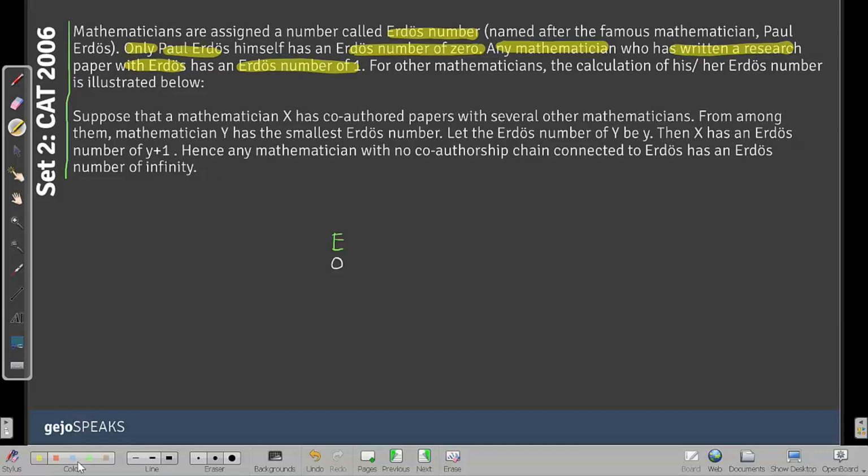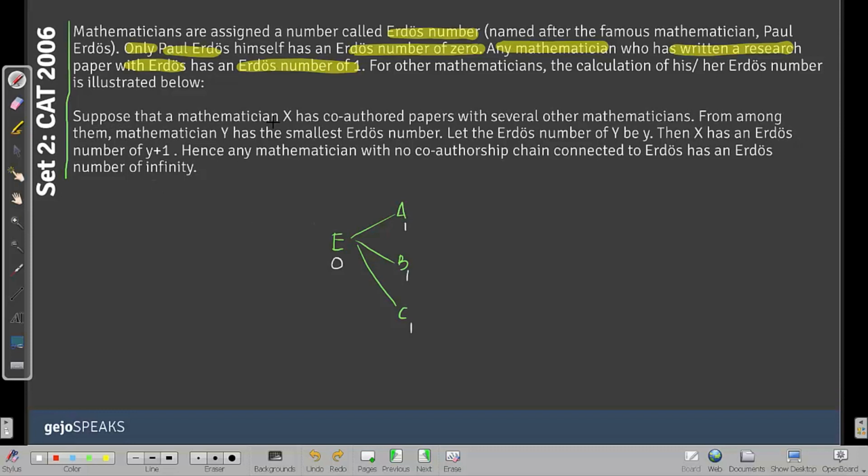So any mathematician who has written a research paper, let's say A, B, C, three mathematicians who wrote a paper with Erdos, will have a value of 1. Their Erdos number is equal to 1. Therefore it's suggesting how far away you are from Erdos. So this is one chain away, one chain away, one chain away. That's what the Erdos number represents.